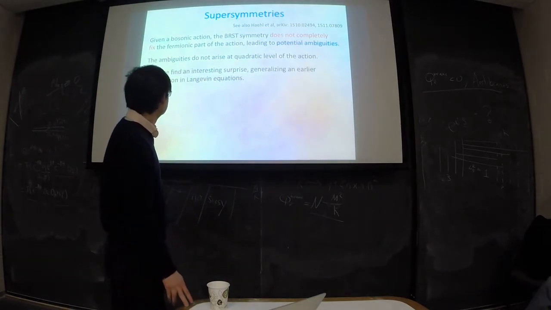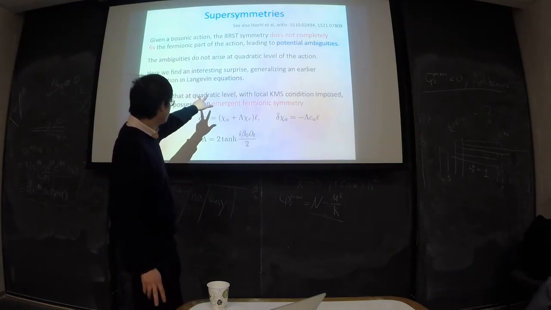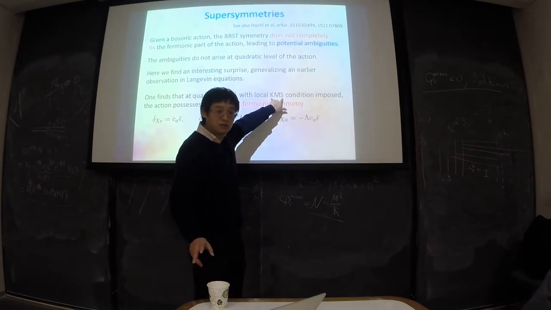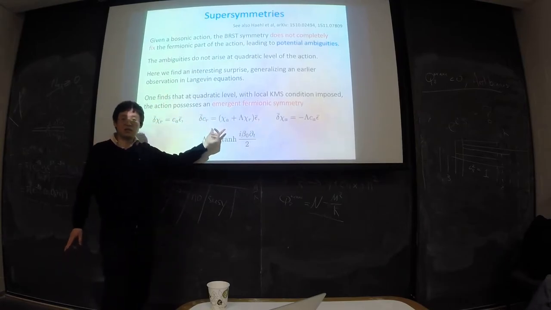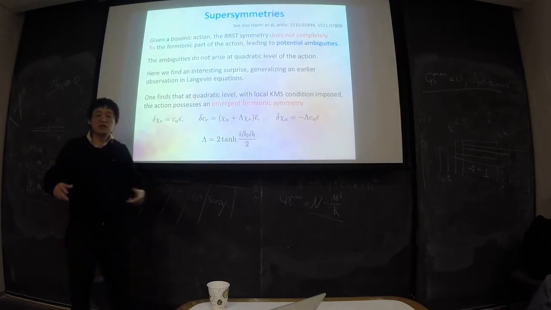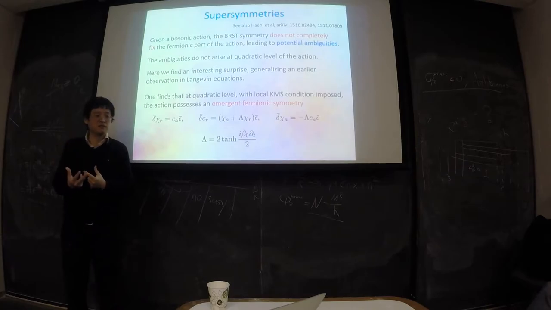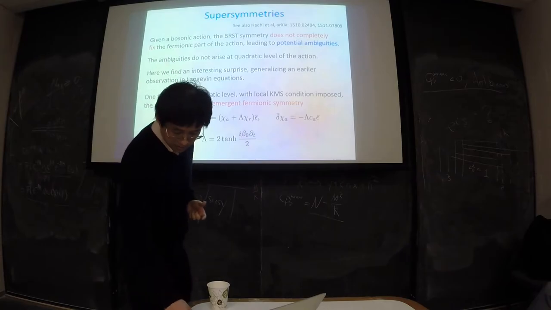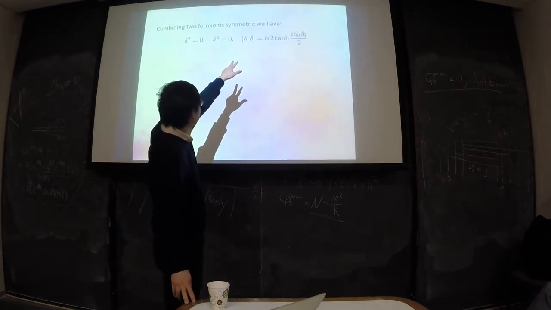Then you find that at the quadratic level, after you have imposed this local KMS condition, and then with this BRST symmetry, now there's an emergent fermionic symmetry. Now there's a new fermionic symmetry emerges as a consequence of having imposed this local KMS condition. And that supersymmetry, that fermionic symmetry commutes with your original BRST symmetry into such an algebra.